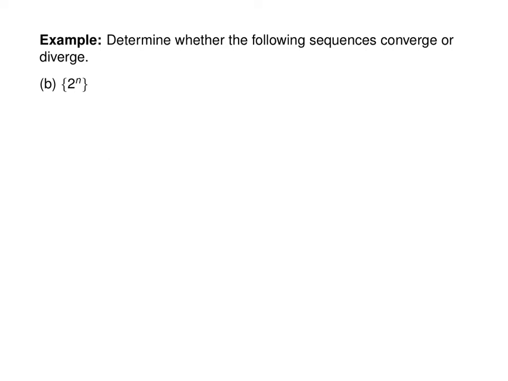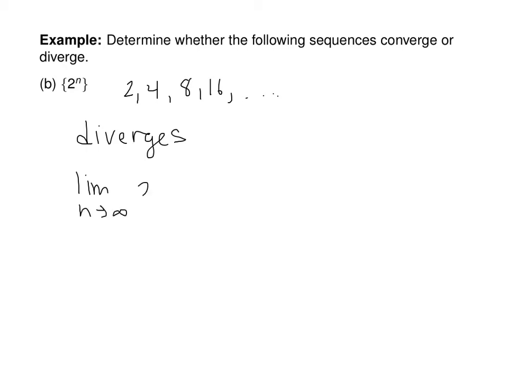Now if we have 2 to the n, the terms in this sequence are going to be 2, 4, 8, 16, and they just keep getting bigger and bigger and bigger. So this sequence diverges. Or you can say the limit as n goes to infinity of 2 to the n is equal to infinity. This is a specific way to diverge. The terms go to infinity. They could also go to negative infinity, or they could bop around and not go to any particular place.